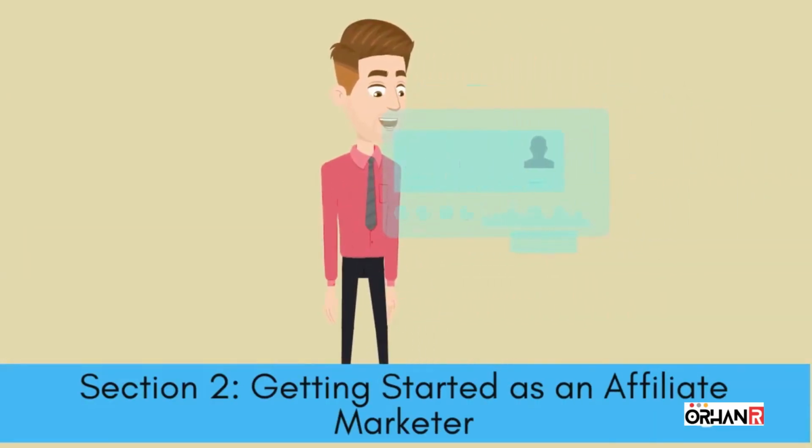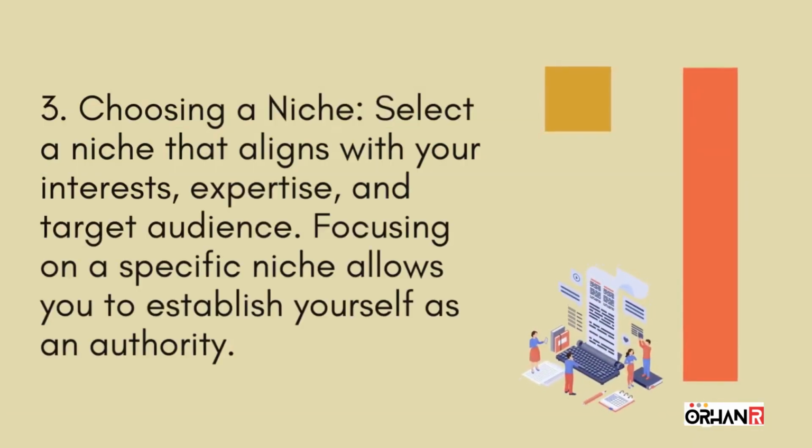Section 2. Getting started as an affiliate marketer. 3. Choosing a niche. Select a niche that aligns with your interests, expertise, and target audience. Focusing on a specific niche allows you to establish yourself as an authority.